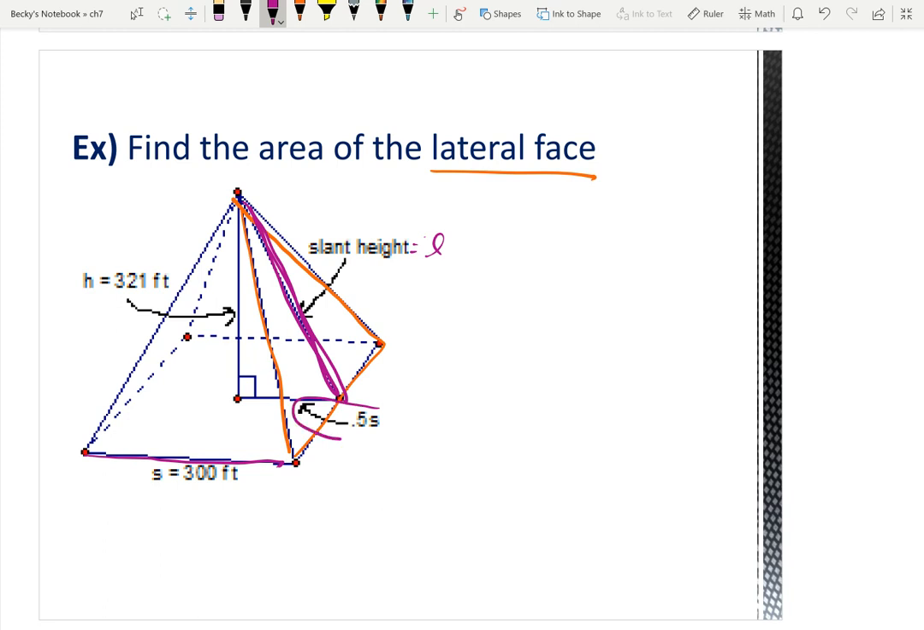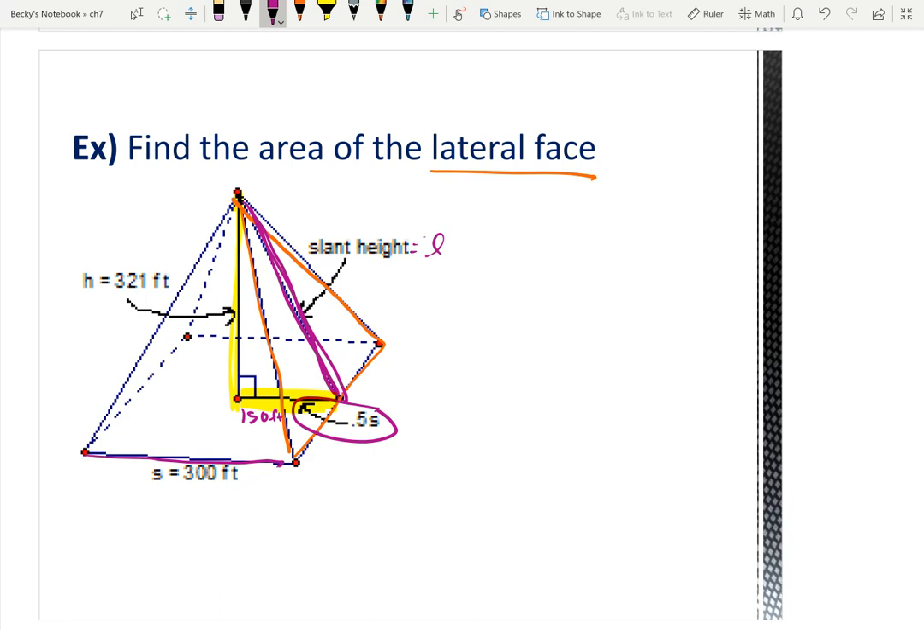Now this one's a little tricky. Whenever you draw in this height or altitude, it goes to the center when it's a square, and what it does is break this into half. So this right here is half of your side. We know right away that this is half of 300, so it's 150 feet. That's something we're going to have to draw in quite a bit.